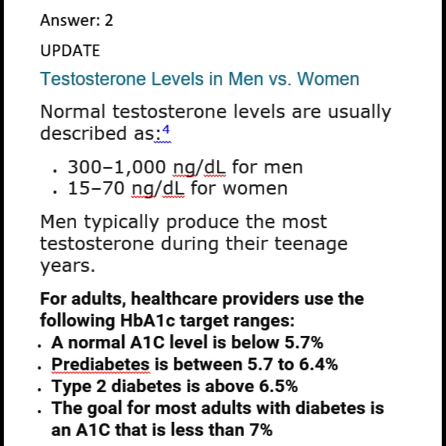For adults, healthcare providers use the following HbA1c target ranges. A normal A1c level is below 5.7%. Prediabetes is between 5.7 to 6.4%. Type 2 diabetes is above 6.5%. The goal for most adults with diabetes is an A1c that is less than 7%.